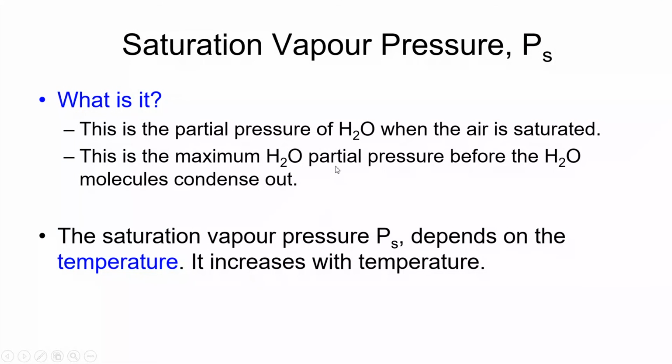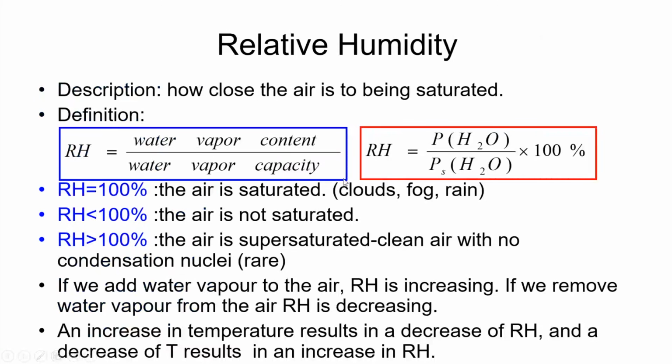Then there are other important terms. Saturation vapor pressure, PS. If that air pocket cannot take any more water, then we say that it is saturated. When the air pocket is saturated with water vapor, the partial pressure of H2O is called the saturated vapor pressure.